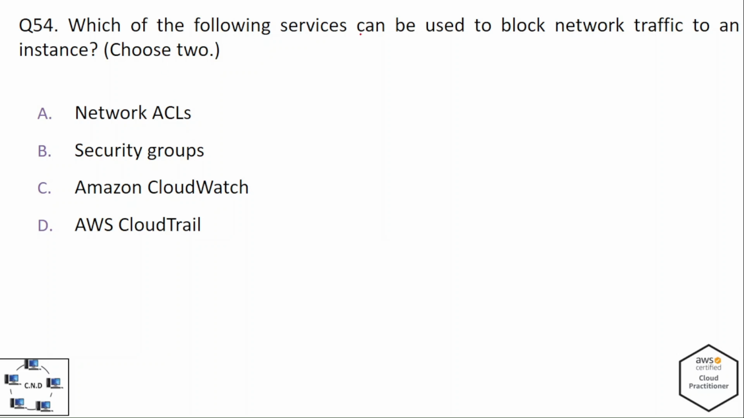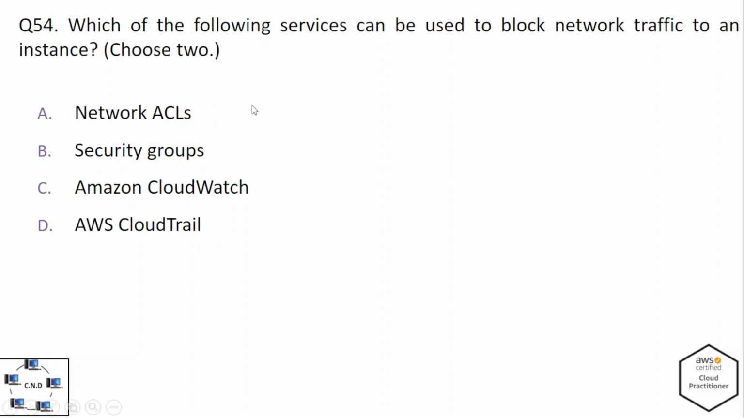Which of the following services can be used to block network traffic to an instance? We have to choose two options, and the options are A. Network ACL, that is access control list, B. Security groups, C. Amazon CloudWatch, and D. AWS CloudTrail. And the correct options, we have to choose two options.